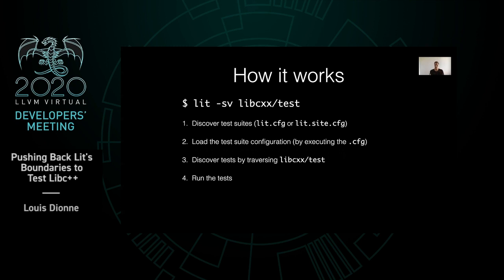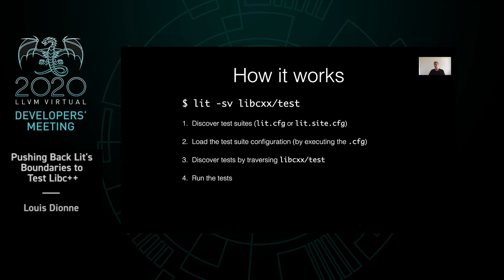And basically lit has this config object that is available in the config file. And that's what you should use to specify the configuration options. You'll see an example later. And then once the test suite is configured, it's going to discover the tests by traversing the folder that you provided, and it's going to create basically a programmatic representation, like a Python object representation, of each test. And then it's going to use a test format to run each test in order.